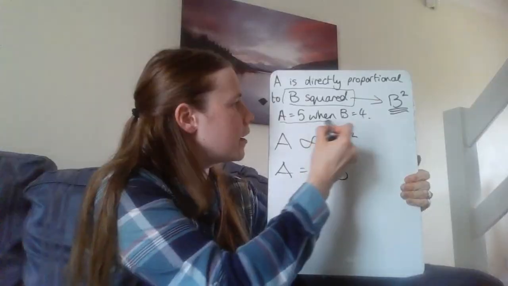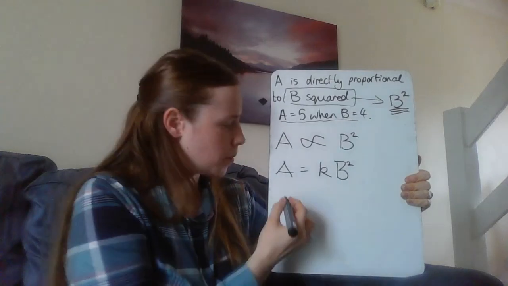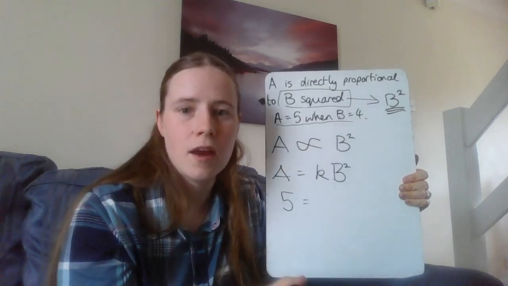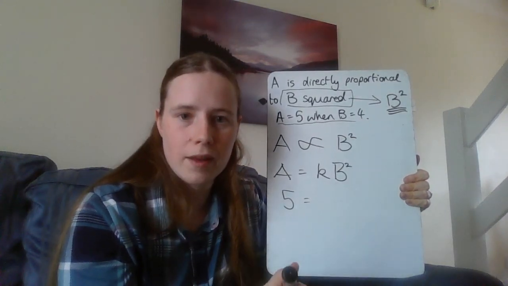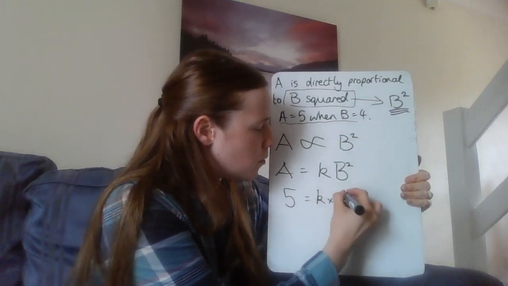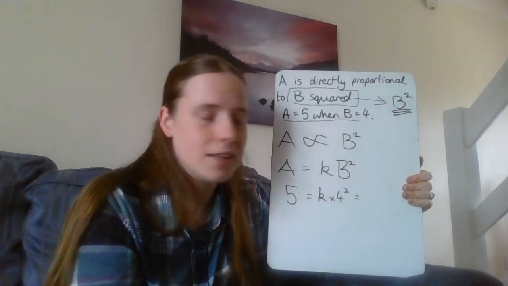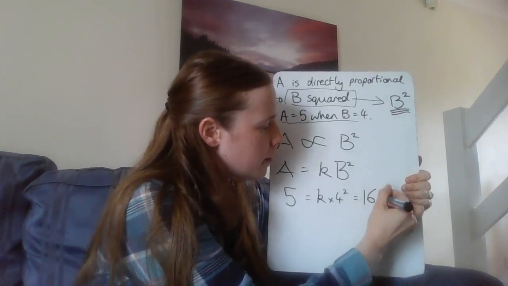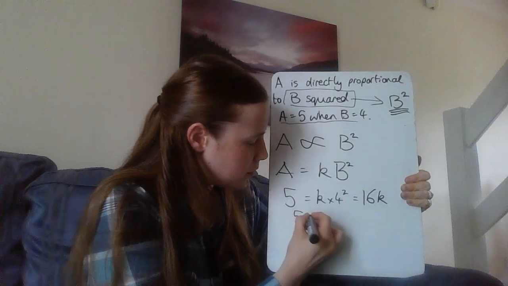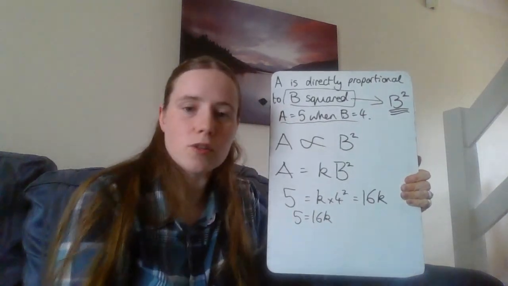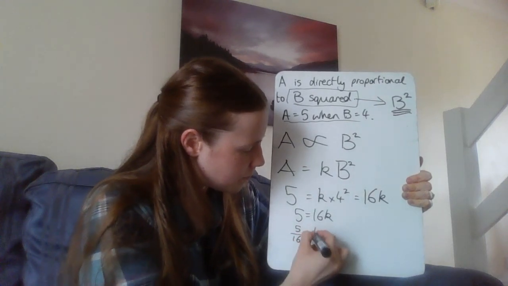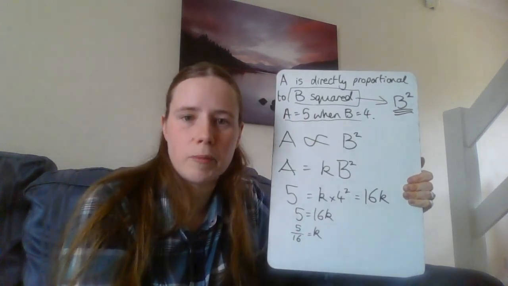I'm now going to substitute in the values I've been given. So I'm going to pop a 5 down is equal to K times 4 squared. You've got to remember to do the 4 squared. Okay, now, so it's going to be K times 4 squared. 4 squared is 16. So you can, if you're confident with it, just write 16K straight away. So 5 is equal to 16K. Solve for K, divide both sides by 16. And I've now got enough for my formula.